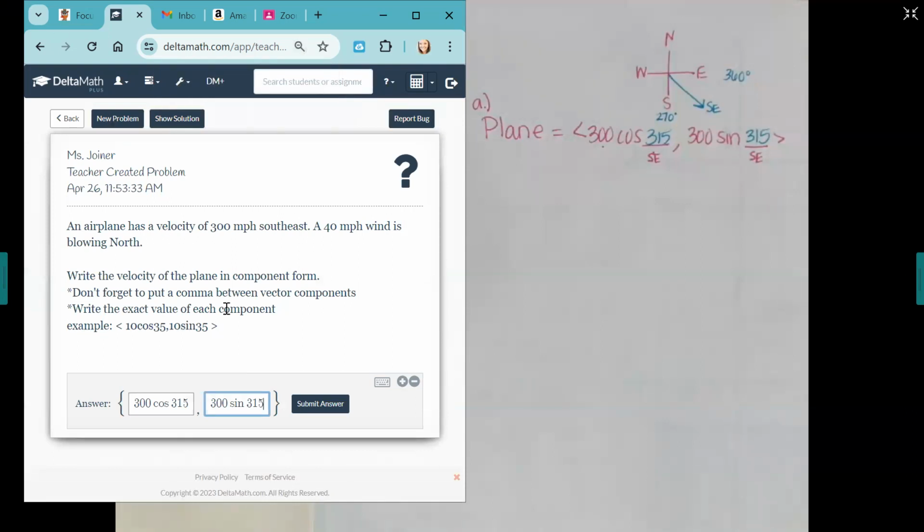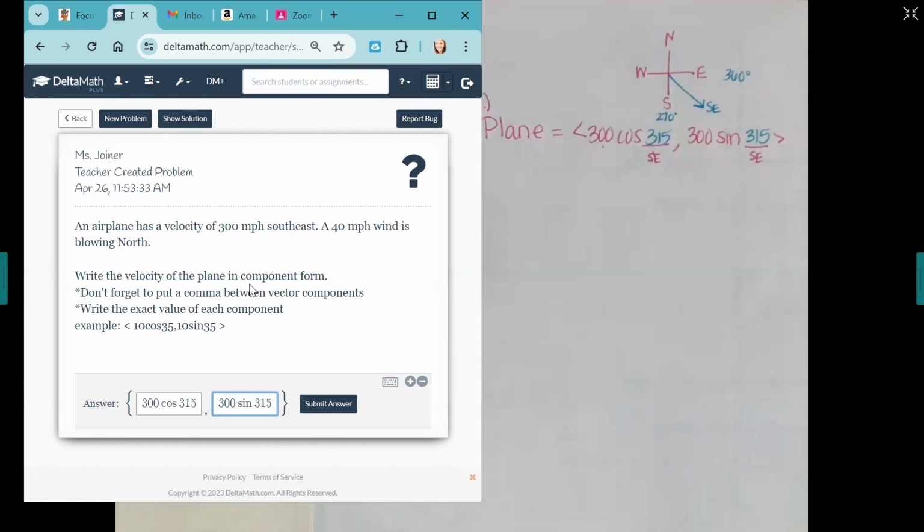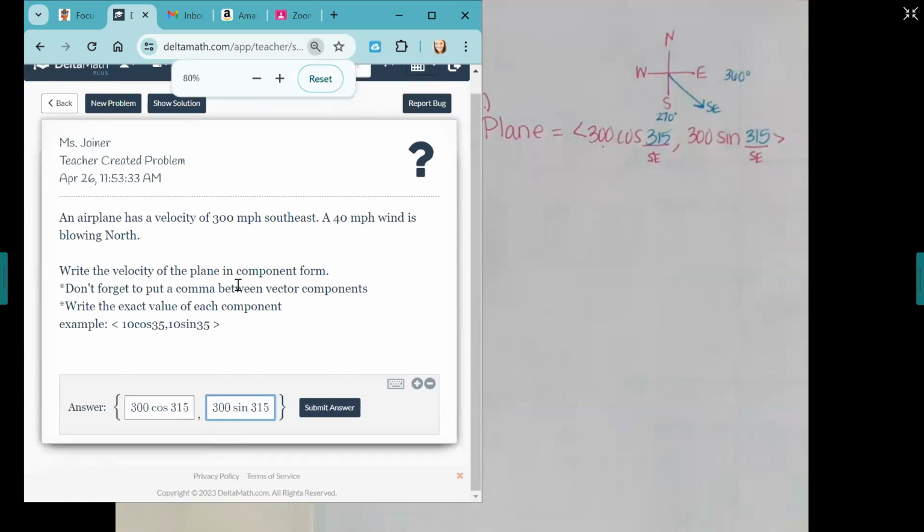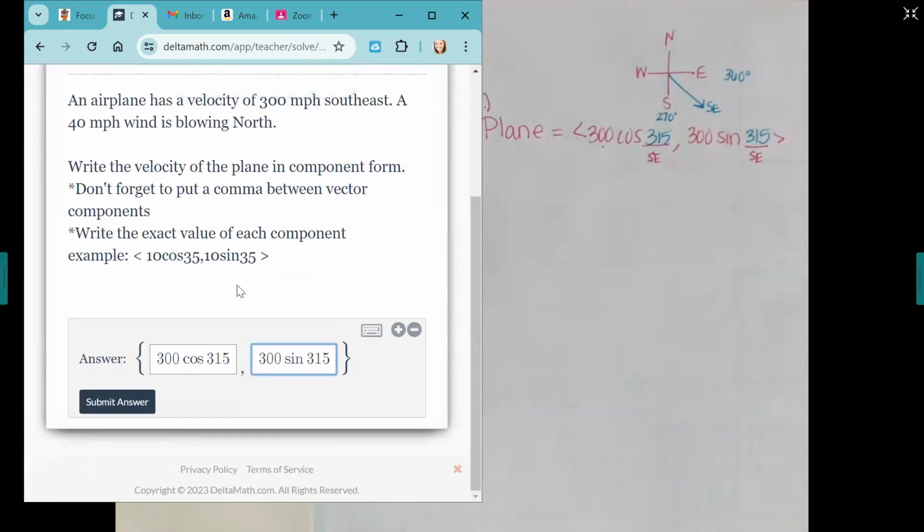Did you type in the brackets yourself too? They were already there, so it's fine. You don't need brackets. We can't separate cosine and sine. You can just put a comma or do add solution, and it should pop up your second box. So your x coordinate comes first, 300 cosine 315. And then 300 sine 315, then push enter, go to the next question, we're gonna do the wind.